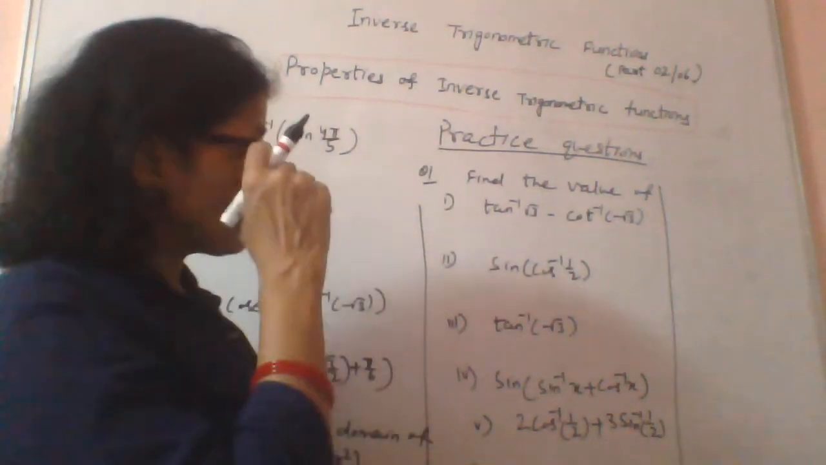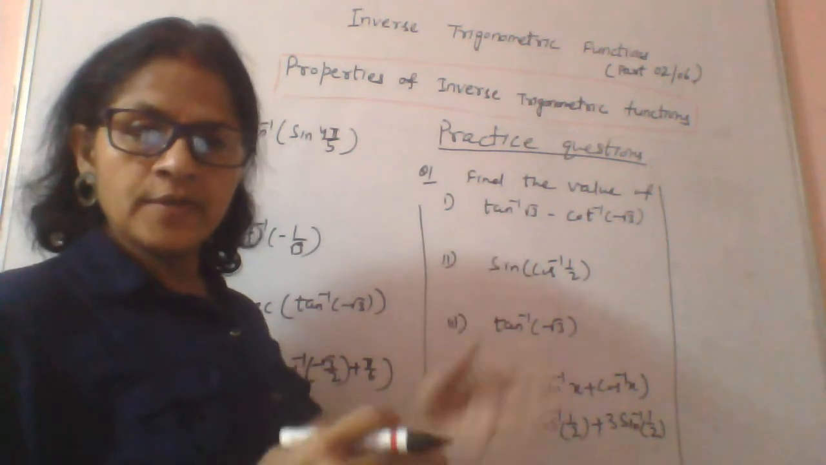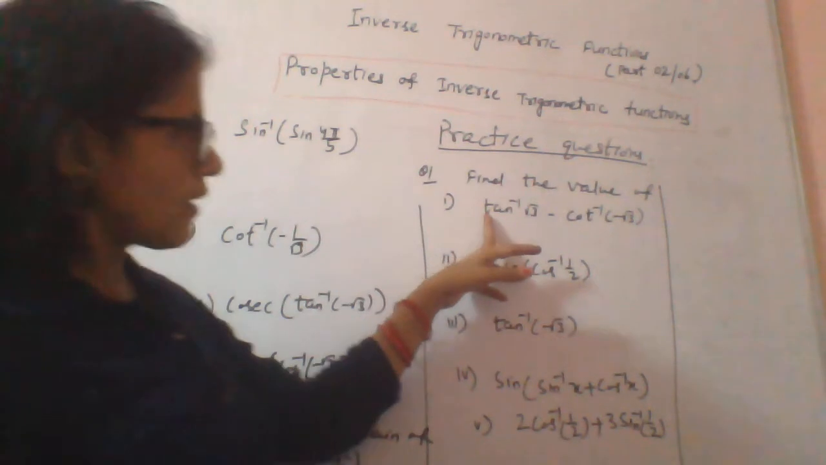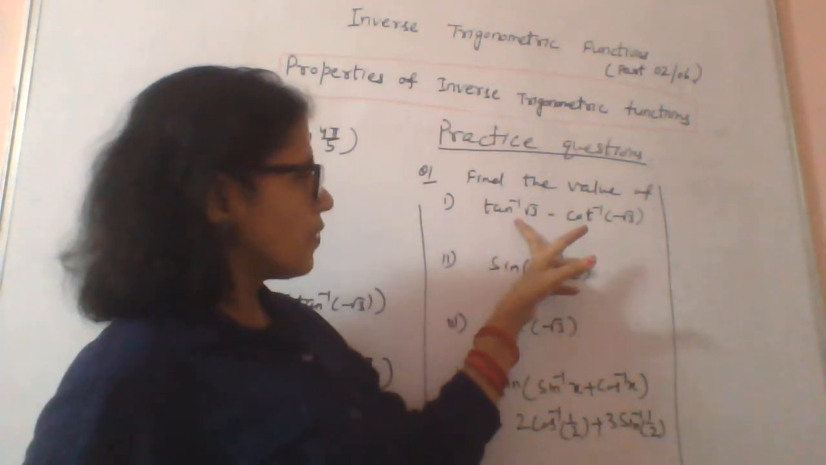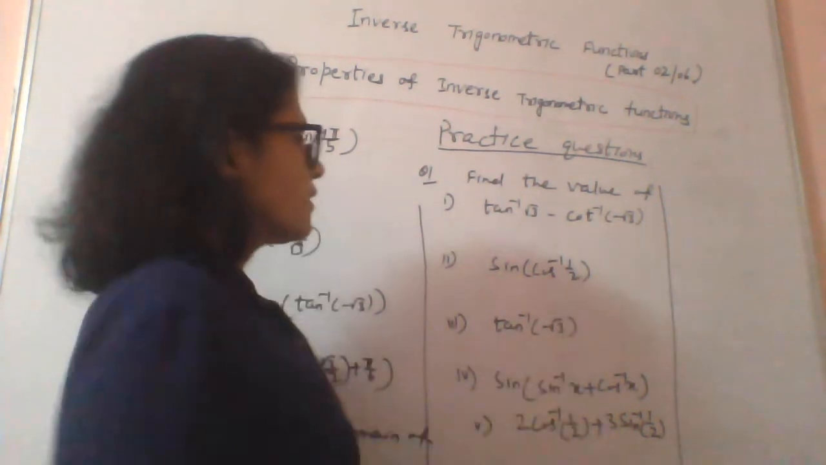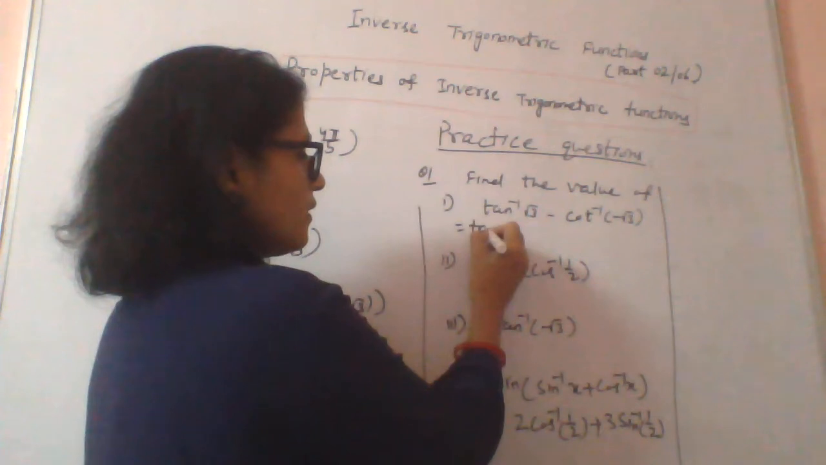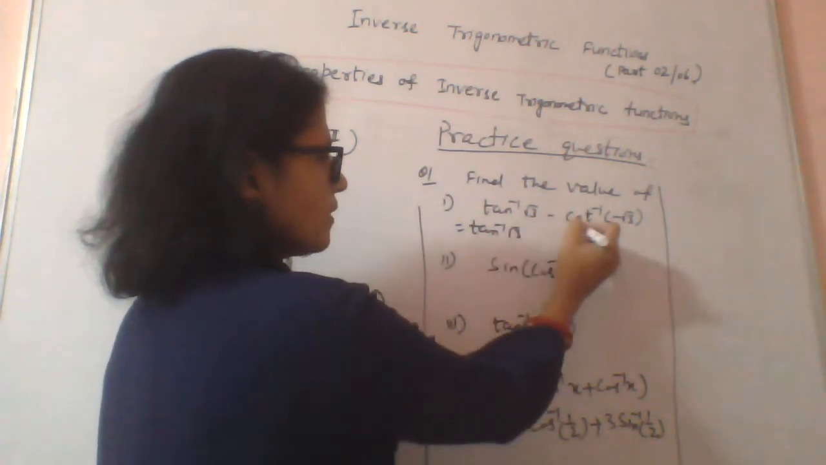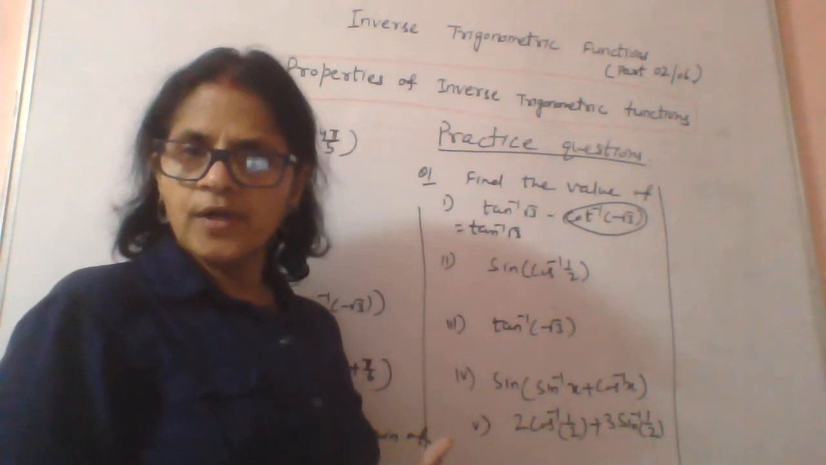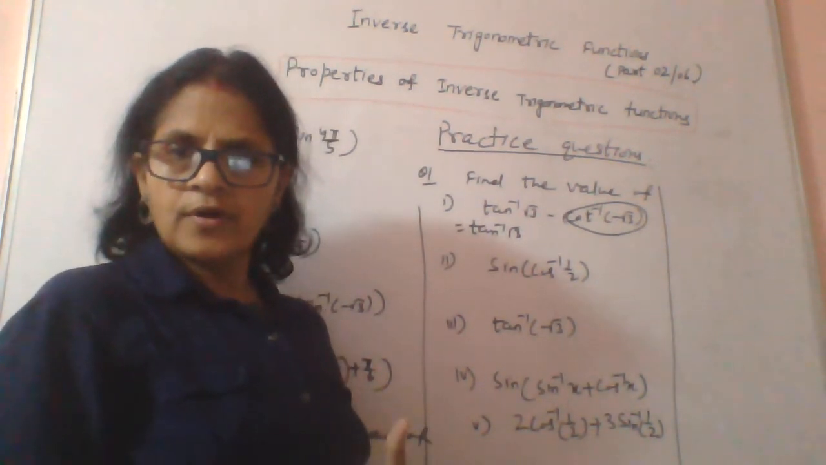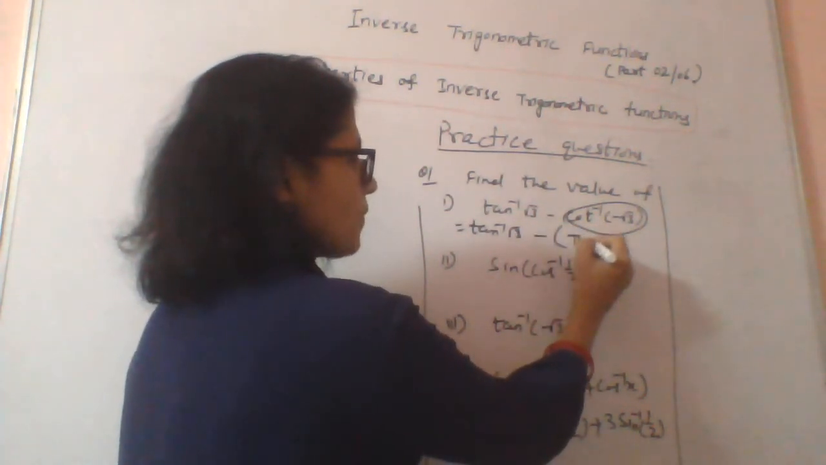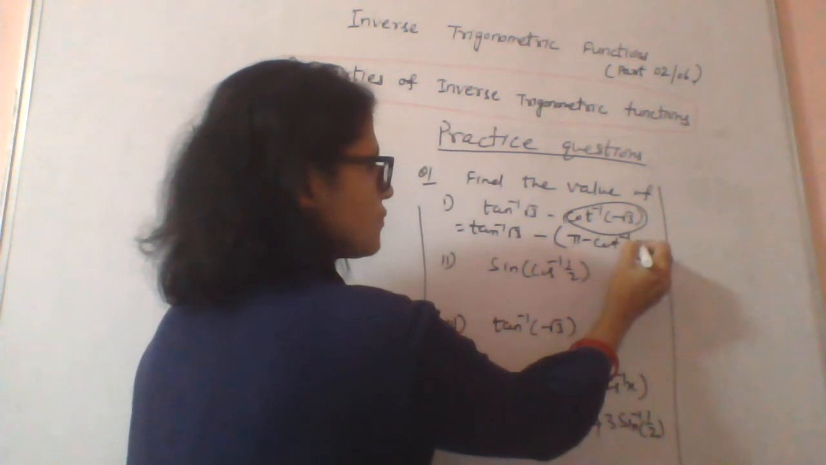Now it's time to take some questions based on the concepts that we have done today. First one: find the value of tan inverse root 3 minus cot inverse minus root 3. Tan inverse root 3, now cot inverse minus root 3. Cot inverse minus x equals pi minus cot inverse x. So if I write here minus of, it is pi minus cot inverse root 3.